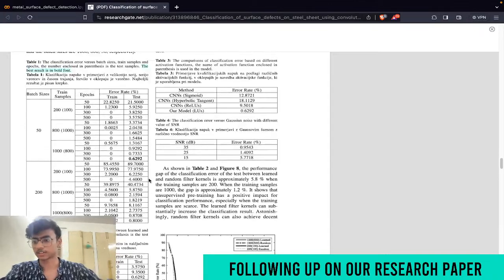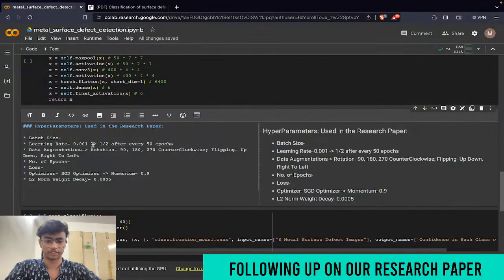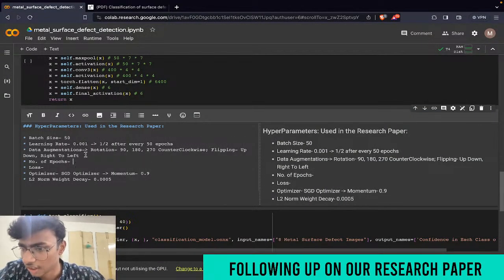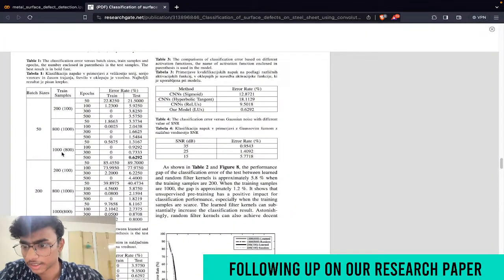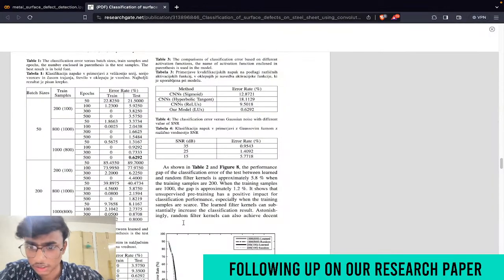So batch size, we are using 50 batch size. So that's what's important. Batch size is 50. What details are left to find now? Number of epochs, you are using 500. Right, that's the max they are going for. Okay. Loss. Okay, let's see.